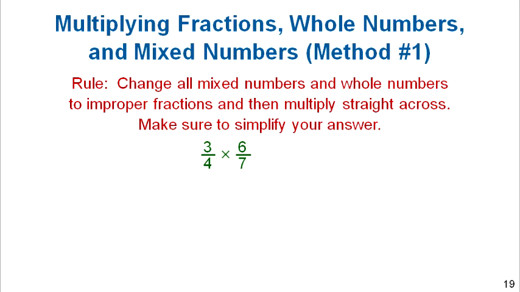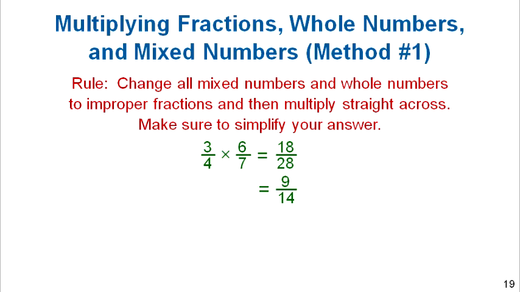Next, if you want to use the method I'm going to call method number 1, multiply straight across and then simplify. For example, to multiply 3/4 by 6/7, you would begin by noting that we do not have any mixed numbers or whole numbers that we need to change to improper fractions. Then you can multiply straight across. 3 times 6 is equal to 18, and 4 times 7 is equal to 28. However, this cannot be your final answer because you must reduce it.